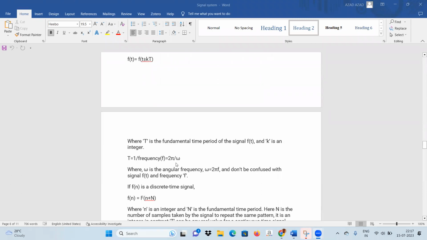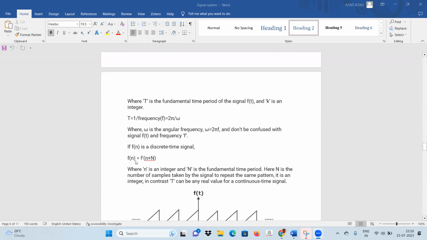where T is 1 upon frequency, 2 pi by omega. And in discrete domain, a signal will be periodic only when f[n] is equal to f[n plus N], where N is the period of the signal. It means after N samples, the signal will repeat itself. N is the fundamental time period, where N is the number of samples taken before the signal repeats the same pattern.